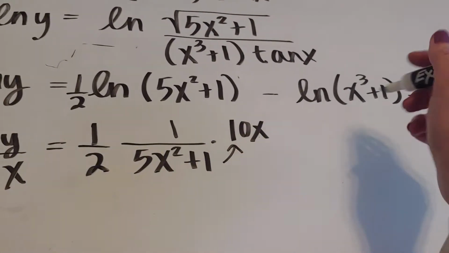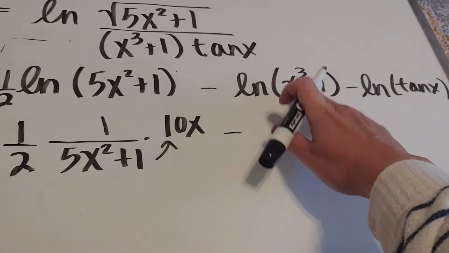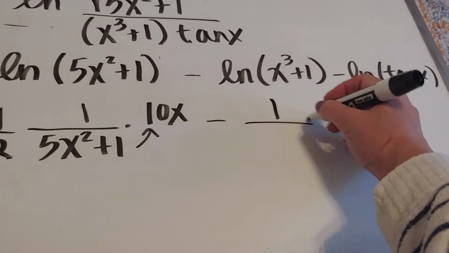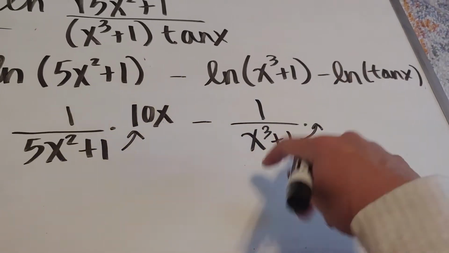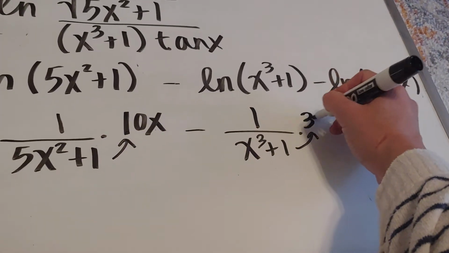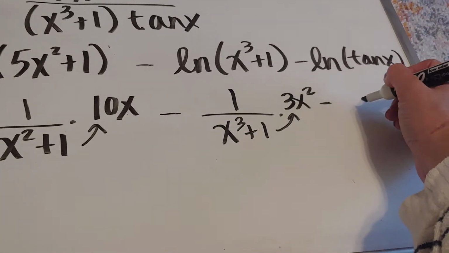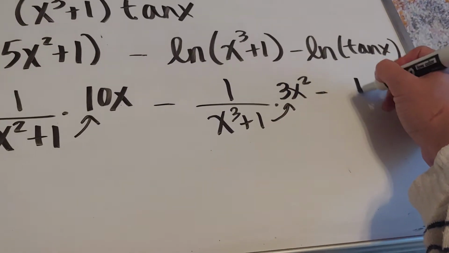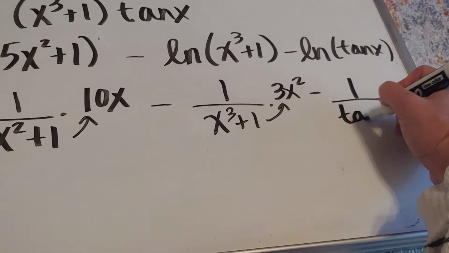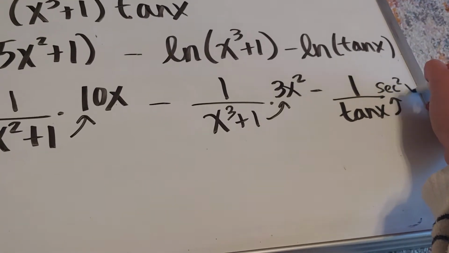Okay, we have another one to practice, so let's try this guy. The derivative of the ln of x cubed plus 1 is 1 over x cubed plus 1 times the derivative of x cubed, which is 3x squared. Minus, okay, and then over here, the derivative of the ln of tangent is 1 over tangent times the derivative of tangent, which is that lovely secant squared.